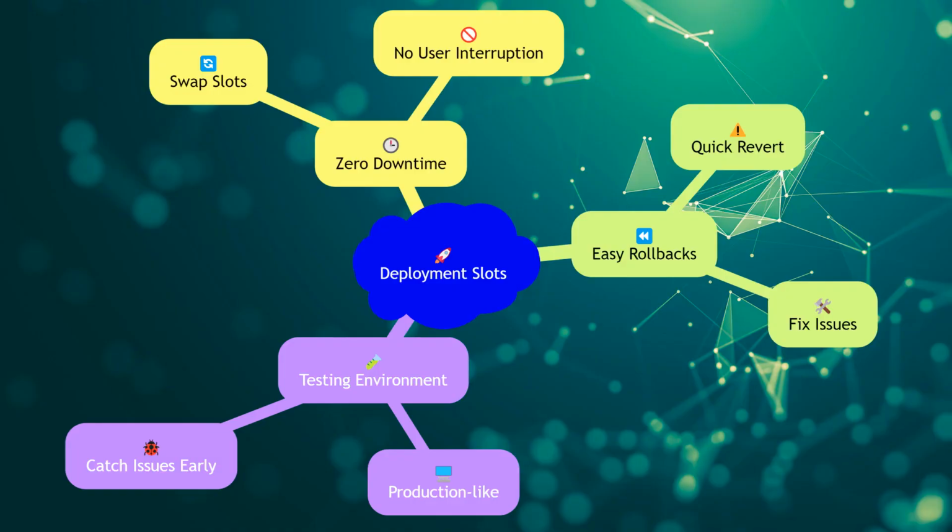Deployment slots offer several benefits, including zero downtime deployments, easy rollbacks, and the ability to test in a production-like environment. With zero downtime deployments, you can swap slots without any interruption to your users. If something goes wrong, you can quickly roll back to the previous version. Testing in a production-like environment helps catch issues that might not appear in a development setting.